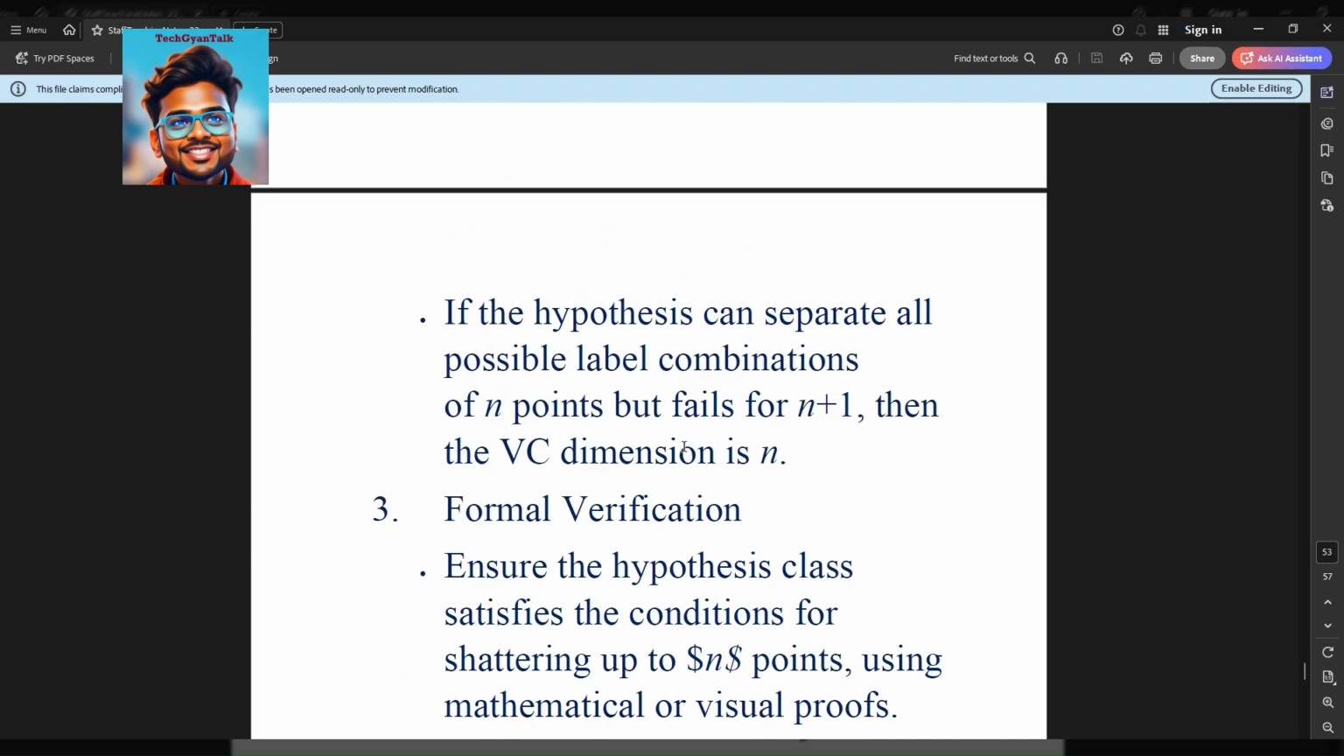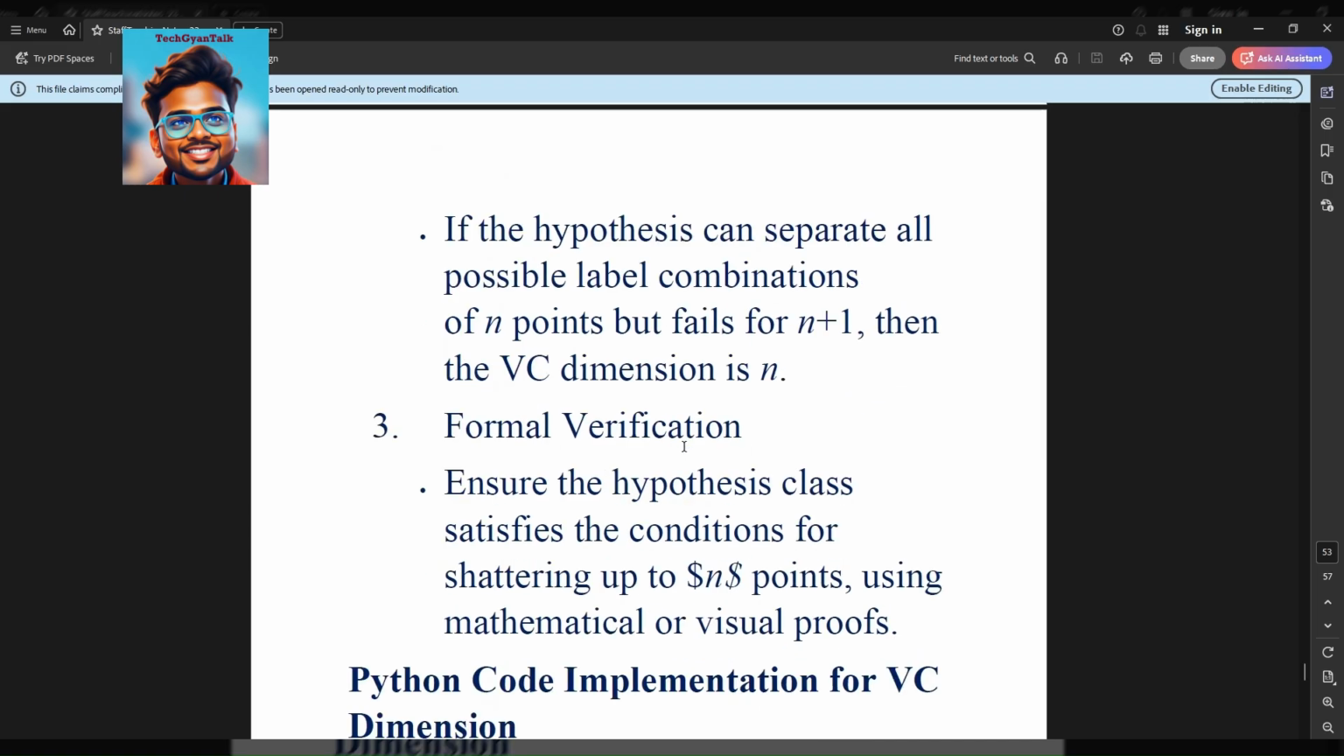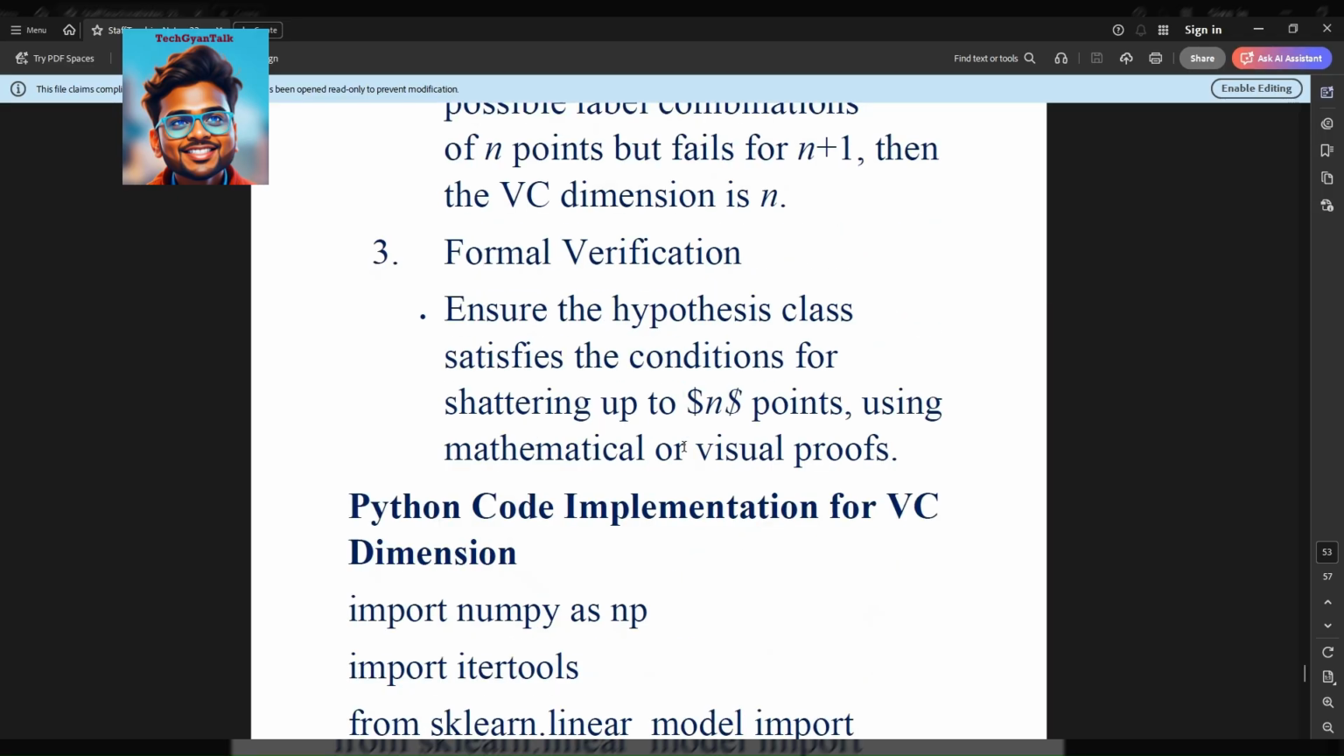If the hypothesis class can separate all possible label combinations of n points but fails for n plus 1, then the VC dimension is n. Formal verification: ensure the hypothesis class satisfies the conditions for shattering up to small n points, using mathematical or visual proofs.